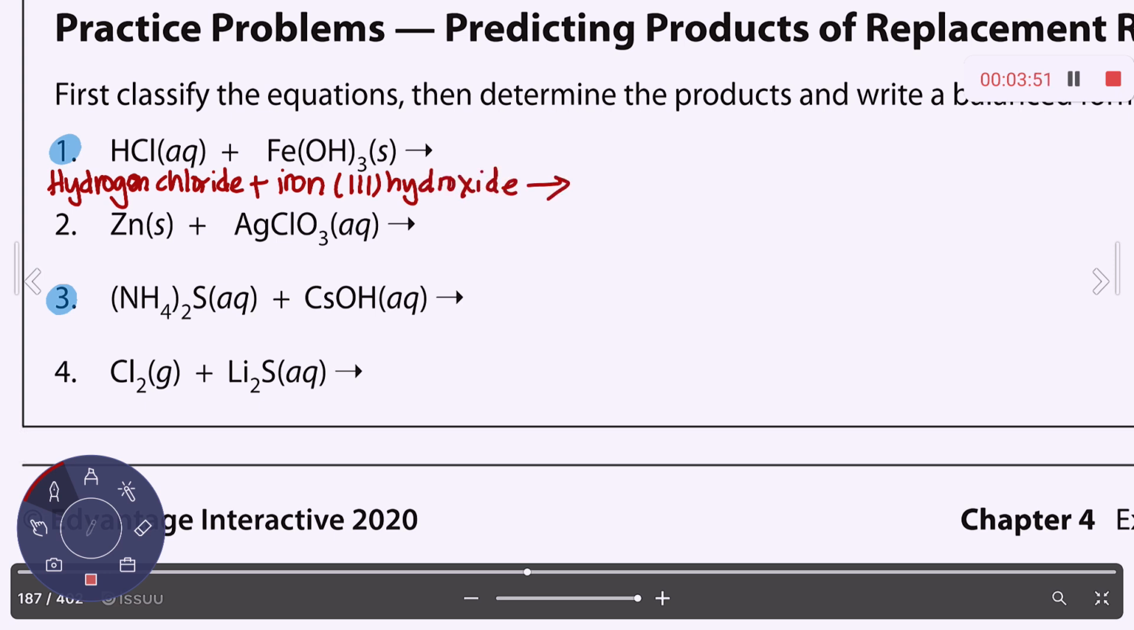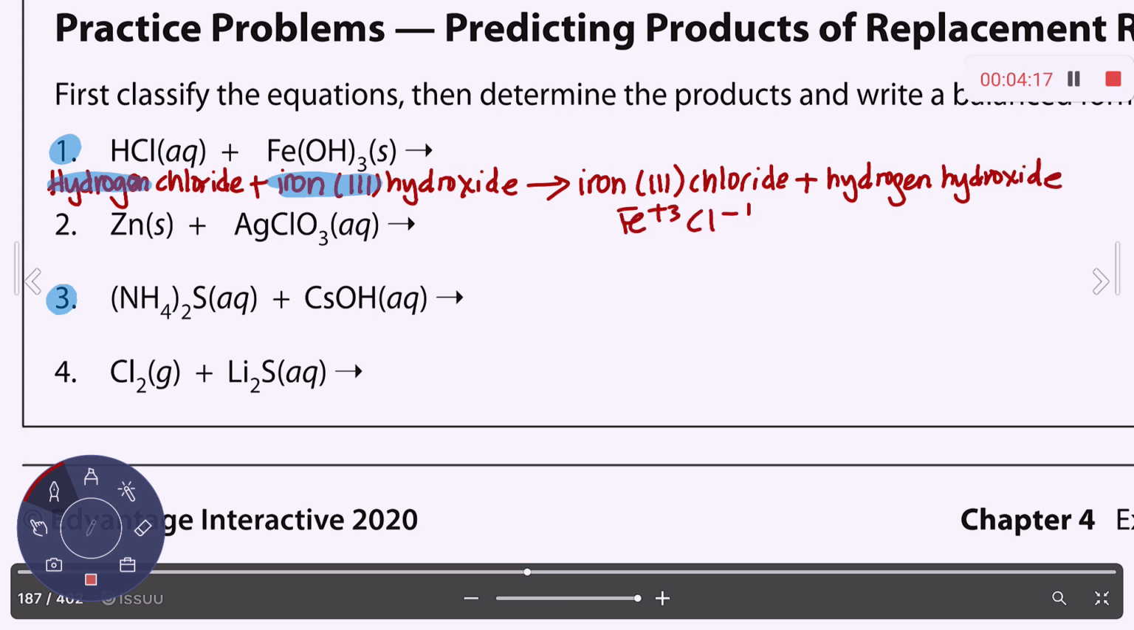And then I've got iron 3 hydroxide. So that means the hydrogen and the iron 3, make sure you leave the Roman numeral with the metal. They will switch places, and then you're going to form iron 3 chloride and hydrogen hydroxide. Okay, so this is going to be Fe plus 3 and Cl minus 1, so that's how you get FeCl3. And then hydrogen hydroxide is just water. It's HOH. You could also write H2O. That would be acceptable. I'm not going to balance it. I'm just going to leave it like that.